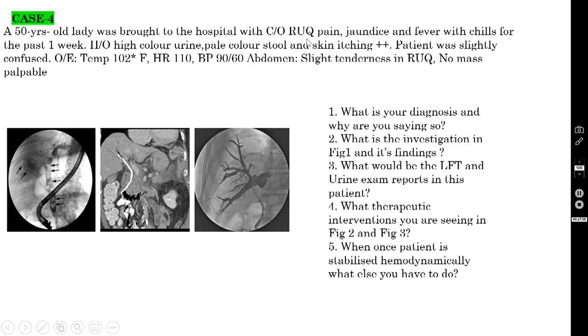This patient is having 5 things, right? Upper quadrant pain, jaundice, fever, she is febrile, and she is also hypotensive with altered mental status because she is slightly confused. So this is what is called Reynolds pentad. So what is your diagnosis? The patient is having all these 5 things. It is a case of suppurative cholangitis. Apart from that, the patient is also passing high color urine and having pale color stool. This is a case of Reynolds pentad.